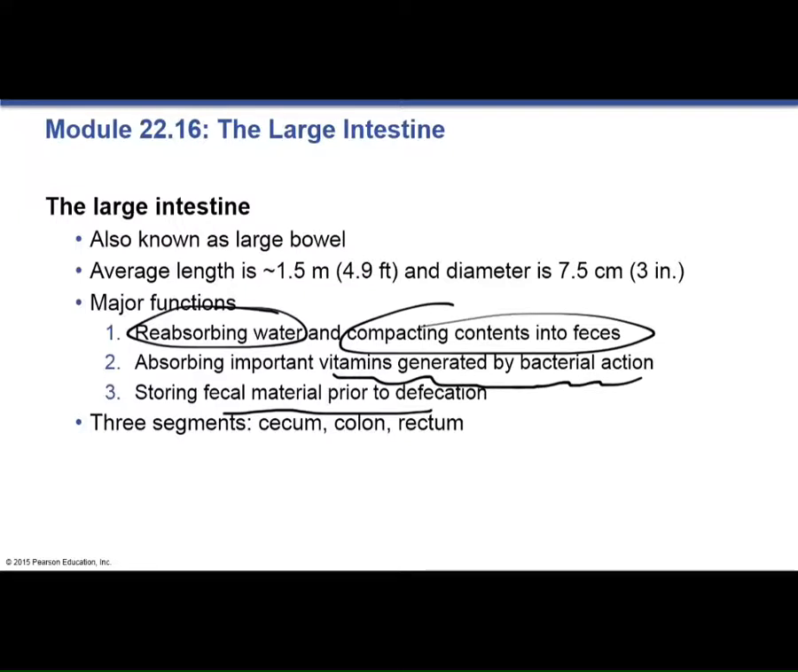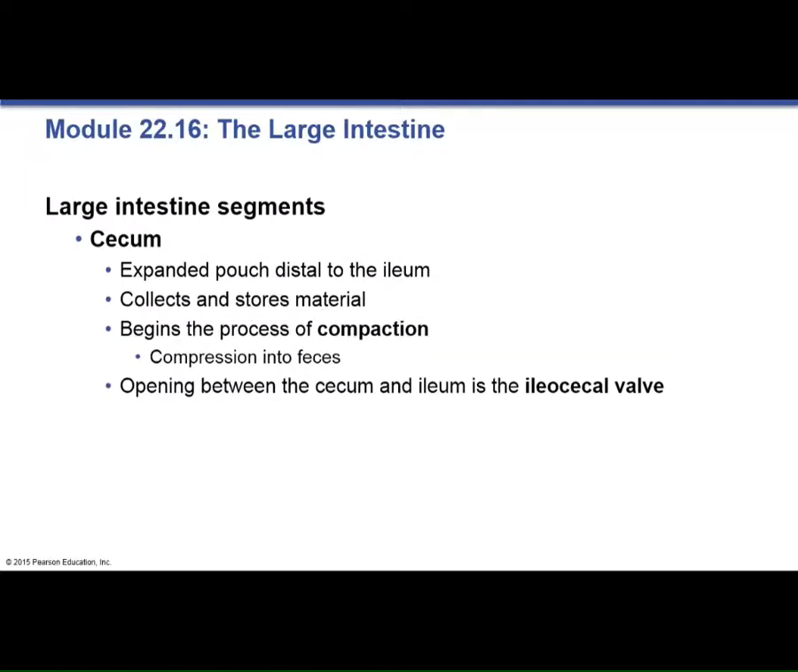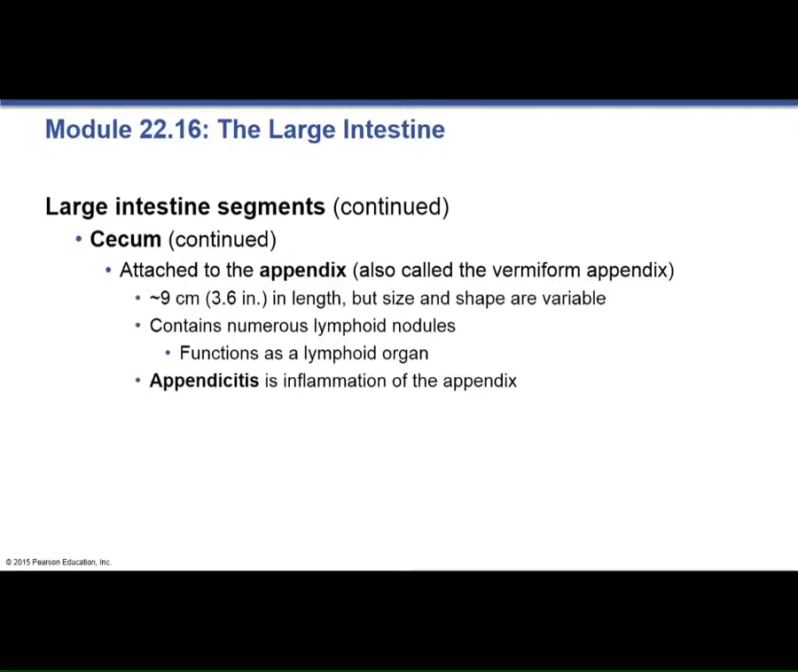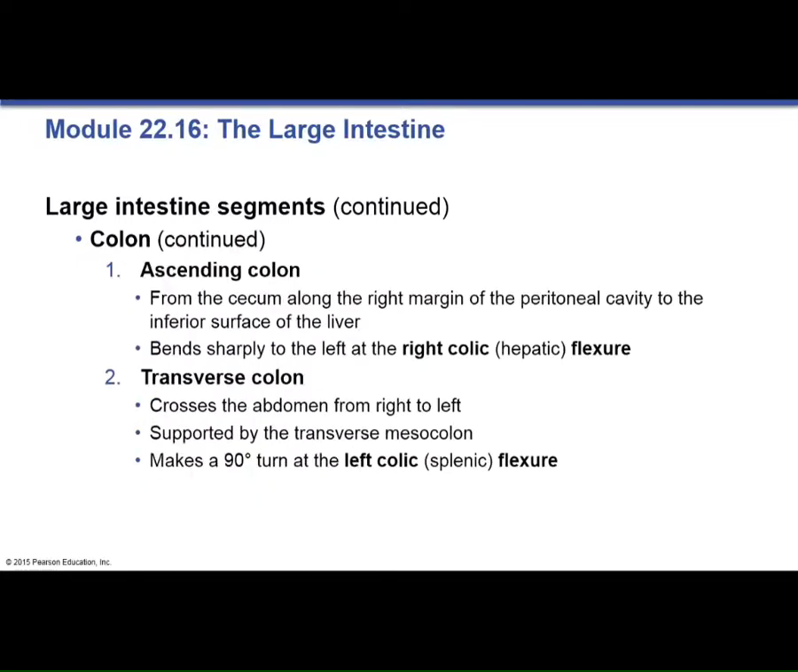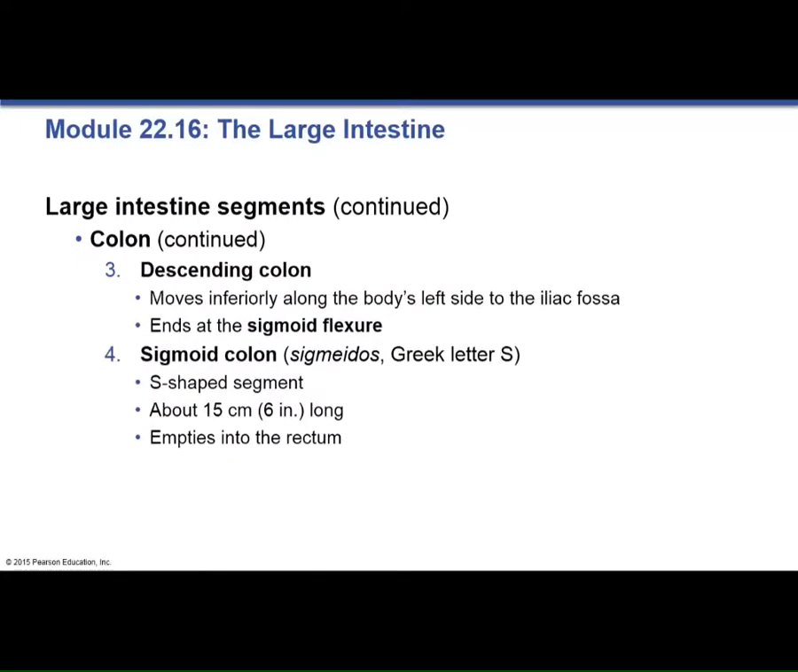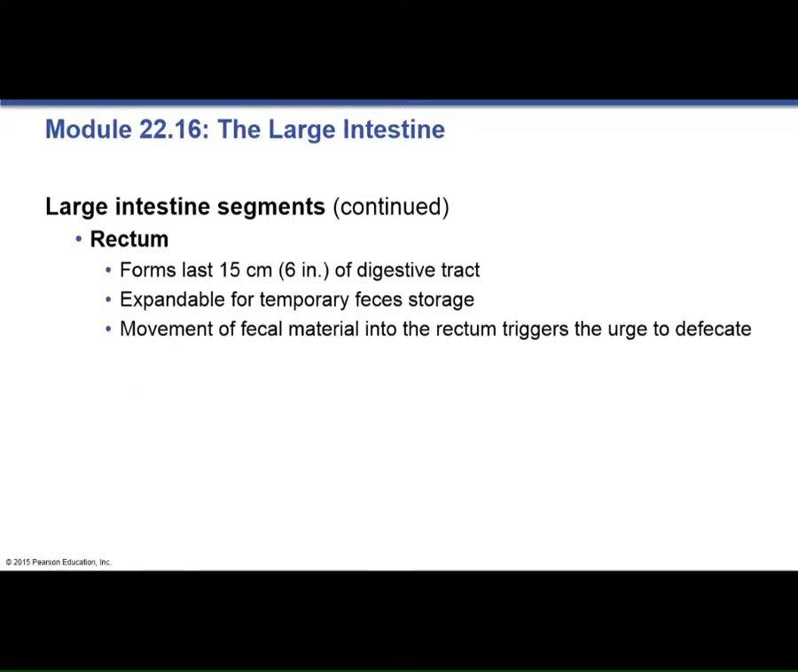There are three sections, if you will, of the large intestine. The cecum, the very beginning. The colon. Now, you know the colon can be further broken down into the ascending, transverse, descending, and sigmoidal. And then finally, the rectum. So go through these regions. We have the cecum, off from which there's the appendix. Then the four parts of the colon: ascending, transverse, descending, and sigmoidal colon. Finally, to the straight region.